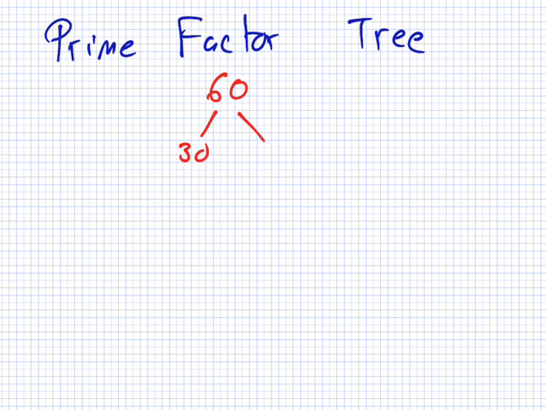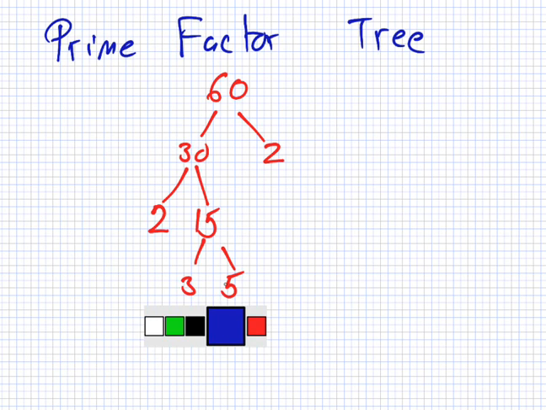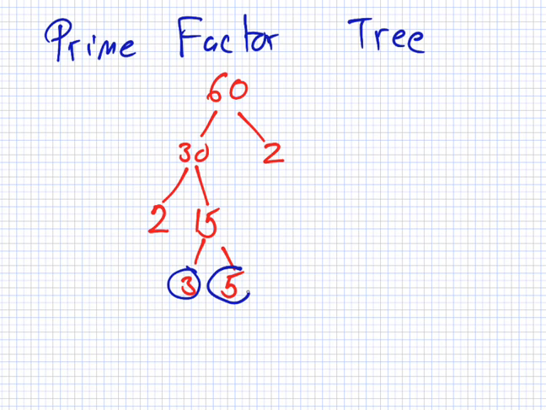30 and 2. Okay. So, now you give me two numbers that make 30. 15 and 2. Yeah. Now 15, that's 3 and 5. Now we have to stop here because we can't continue. 3 is just 1 and 3. So, we stop. There's nothing more to do. Can we do anything with 5? No. Does anybody know the name of these numbers?